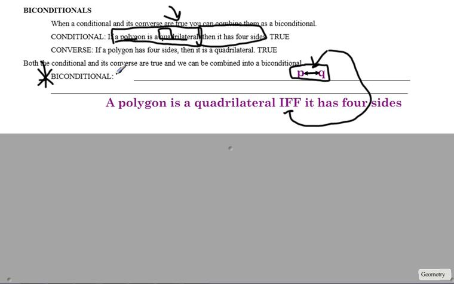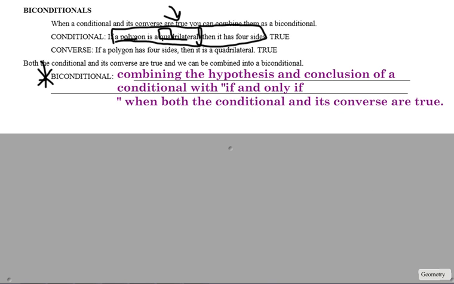So the definition of a biconditional is combining the hypothesis and the conclusion with an if and only if. Okay, so your formal definition that you're going to want to have is combining the hypothesis and the conclusion of a conditional with if and only if, when both the conditional and its converse are true. So it's a real long definition, one of those hard ones to remember. But just remember the keywords if and only if. So you keep your hypothesis, add an if and only if, and you keep your conclusion.